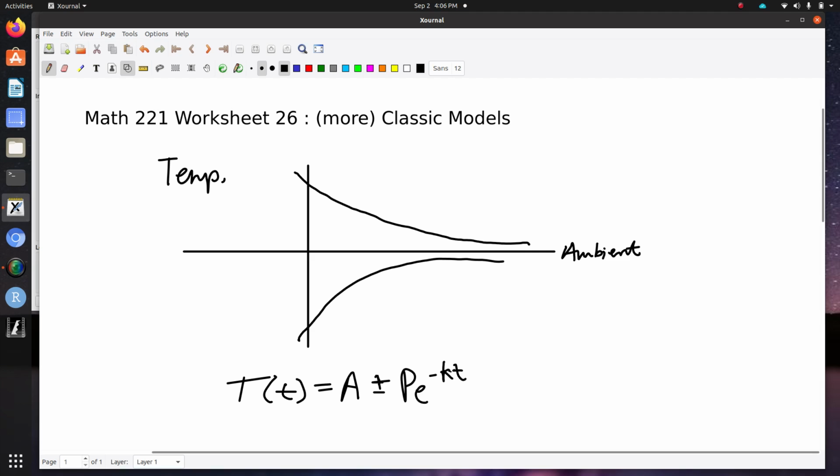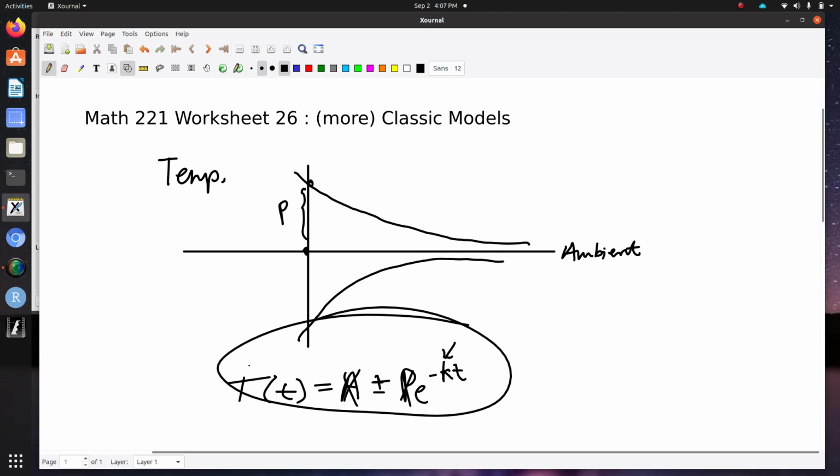And so I actually tell you right off the bat what A and P are, so you don't have to worry about that. But P is the difference between your initial temperature and your ambient temperature. Okay, so that's pre-filled in the worksheet, and you need to figure out what K is based on the word problem. And the other thing you need to figure out is that you have to take the derivative of this function, okay? And you need to figure out what the initial slope is.